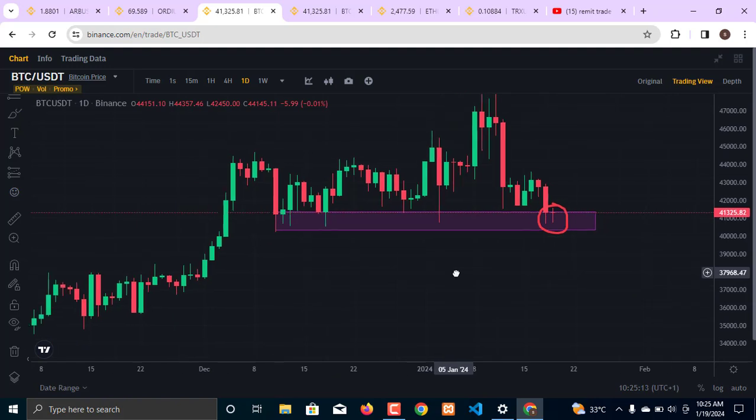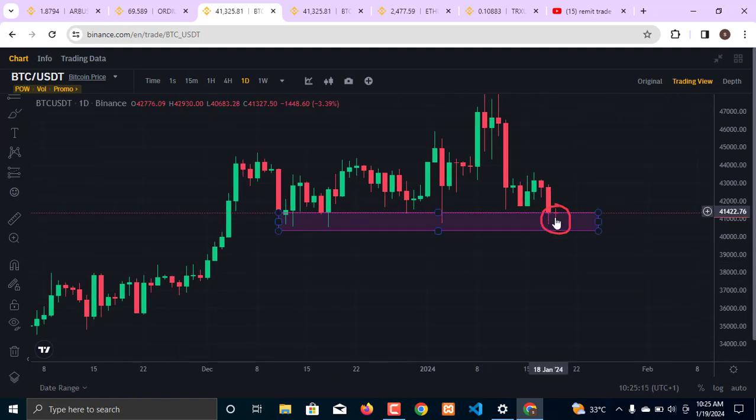That means if we do not see a breakout here, the market is going to stay here for a little while and then begin to move to the upside from this very area. This is very, very important on the Bitcoin 1-day chart right now. So pay attention to this, guys.